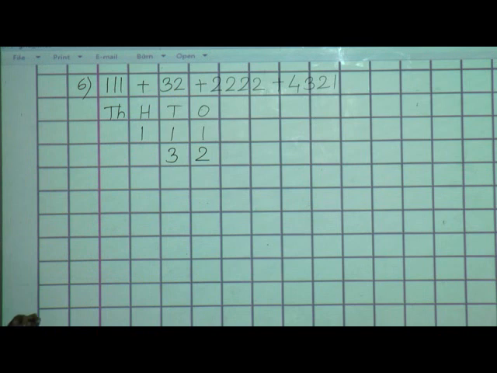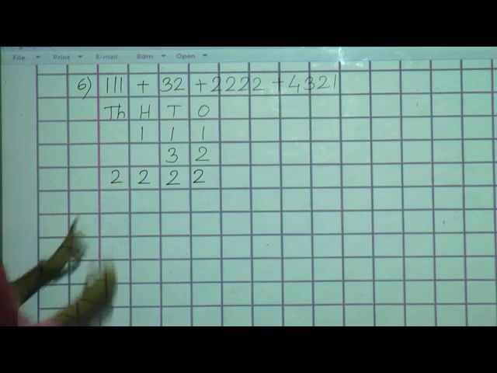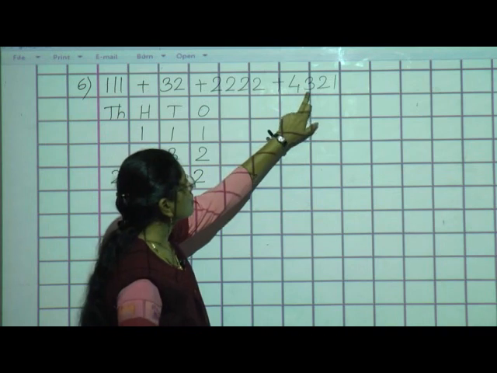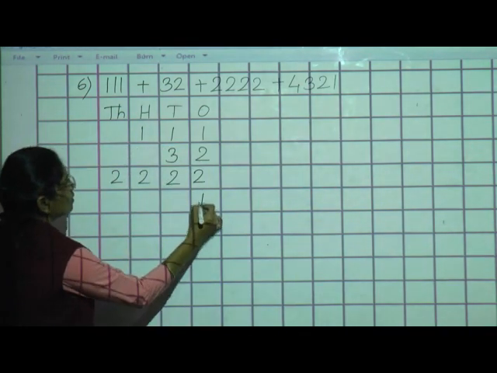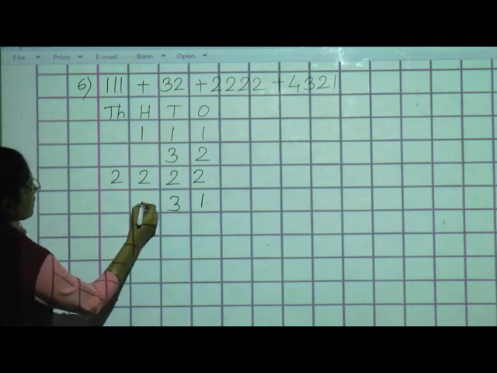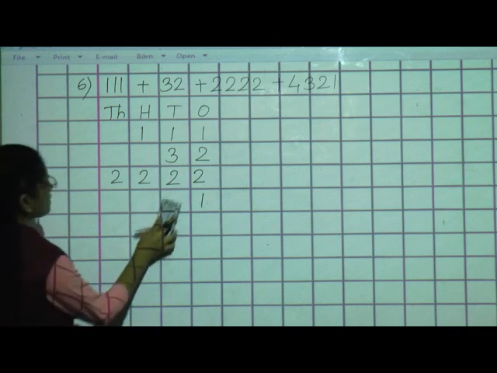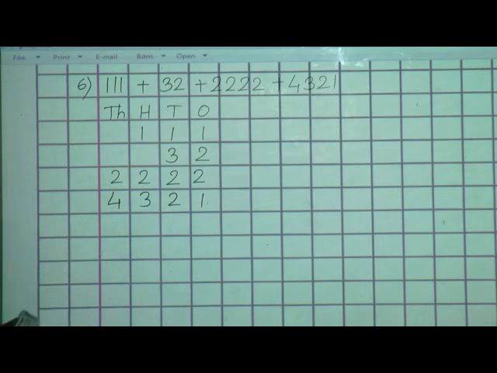Now see the third number. The number is 2222. Put this number in the place value chart, 2222. And the last number is 4321. Now say, at ones place 1 is there, tens place 2 is there, hundreds place 3 is there, and thousands place 4 is there.